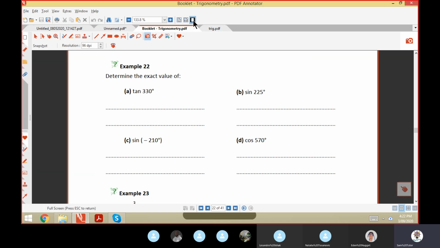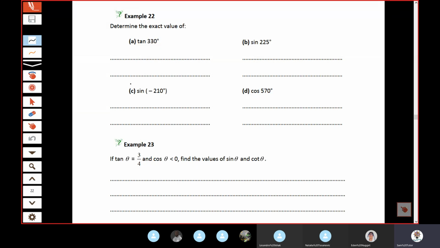Oh, I can just do it on this. Okay. Determine the exact value of tan 330. What do we do? How do we find the exact value of tan 330 degrees? What do we do? Calculator. So go, give me the answer. What is it? What's the answer? That's not exact. It's squared, it's equal to negative, and then something else after that. Tan 330. Anyone know the answer?